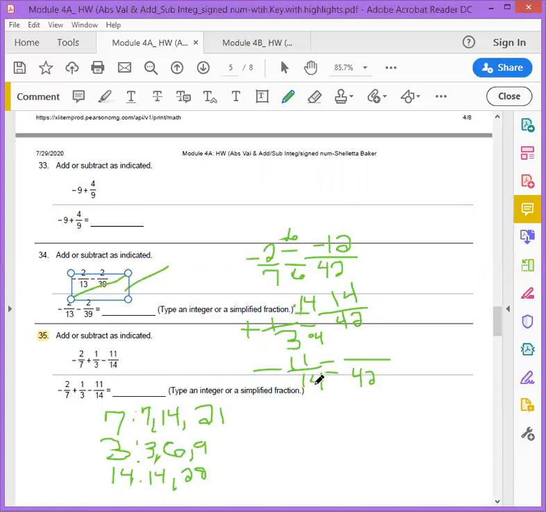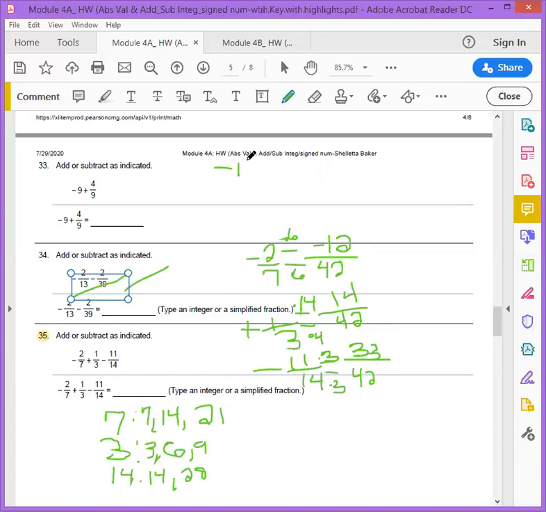What do we multiply 14 by, the third fraction? In the denominator, what do we multiply 14 by to get 42? We have to multiply by 3. Therefore, we must multiply the numerator, 11, by 3. And 11 times 3 gives us 33. So now all our fractions have the same denominator. Let me just rewrite them here so we can see what we're working with.